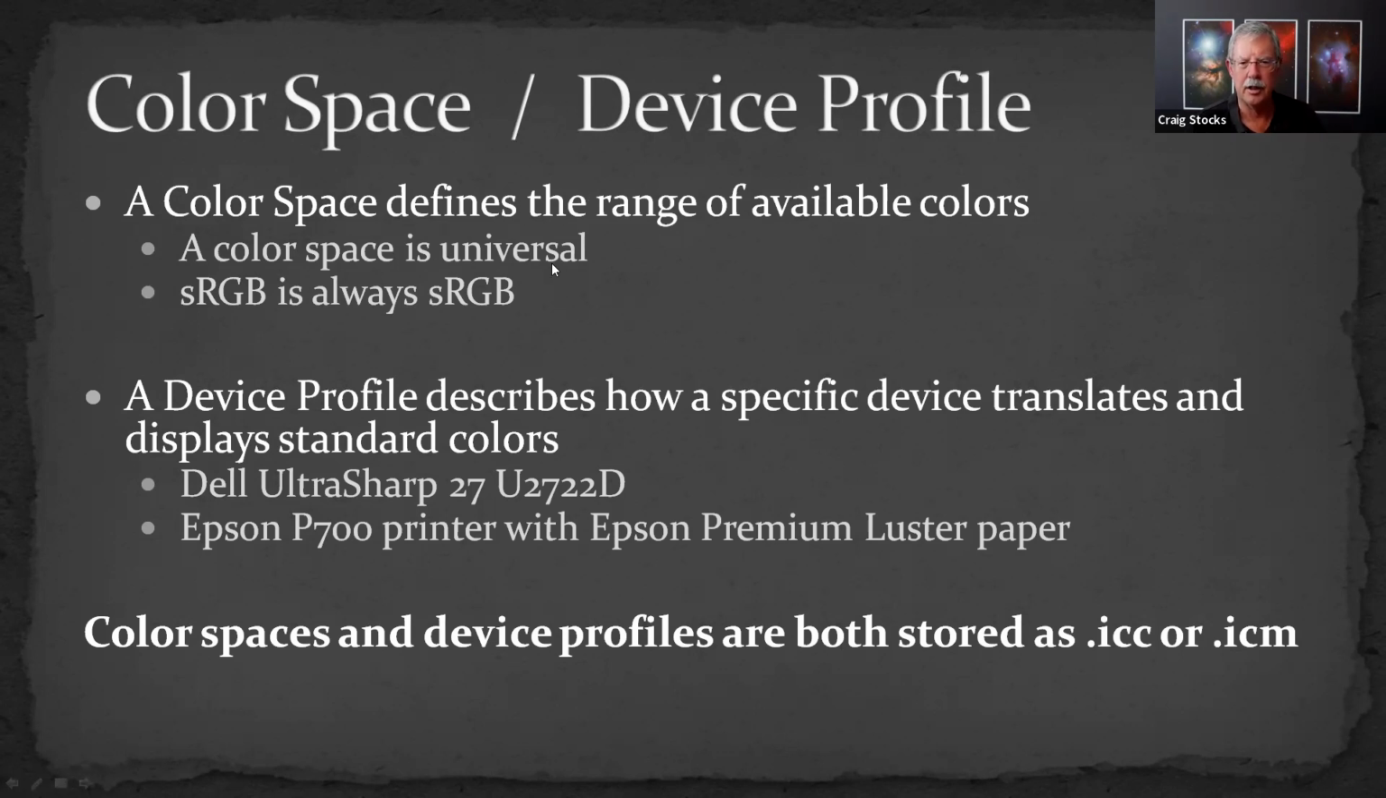A color space defines the range of colors available. A device profile describes specifically how to translate from, for instance, sRGB to a Dell UltraSharp 27-inch U2722D monitor, or an Epson P700 printer printing on Epson premium luster paper. That's what a device profile takes care of, that conversion from this color standard to this specific implementation of color on this hardware. So a device profile, you can think of as being device specific, but it's really just a way to translate from one color space to another.